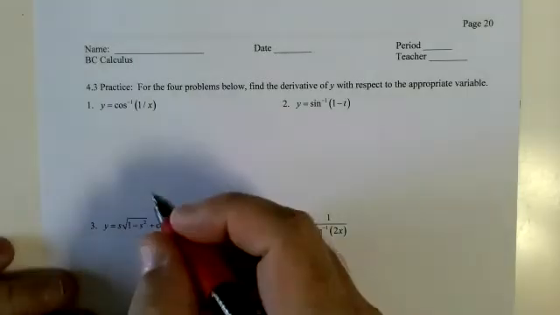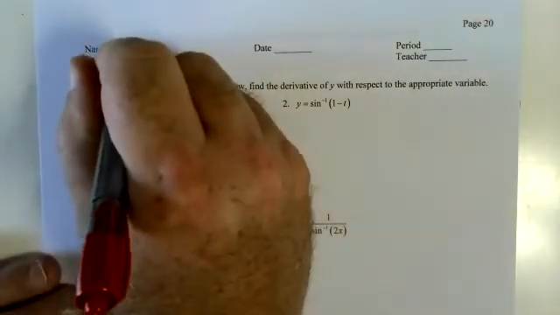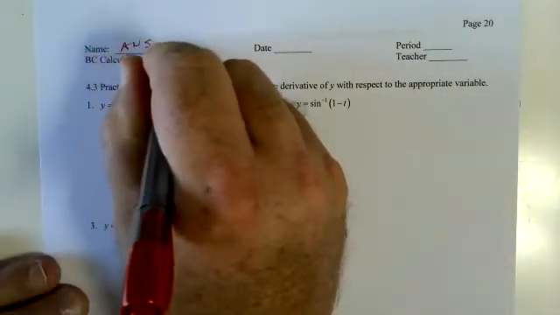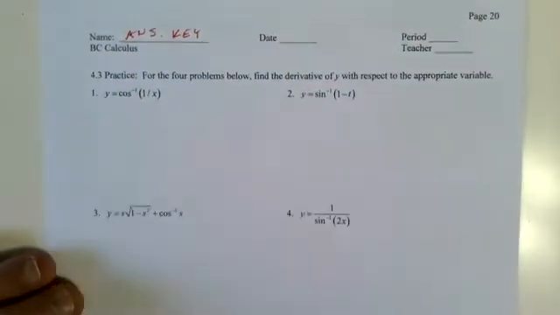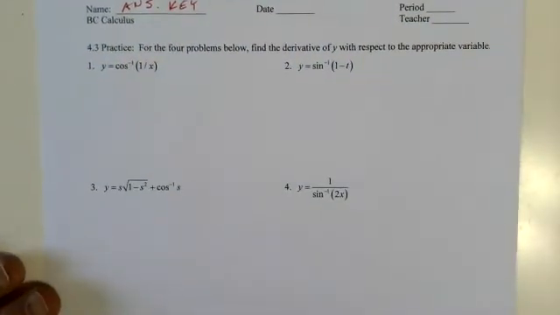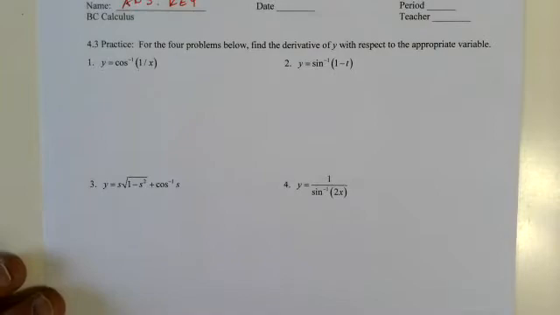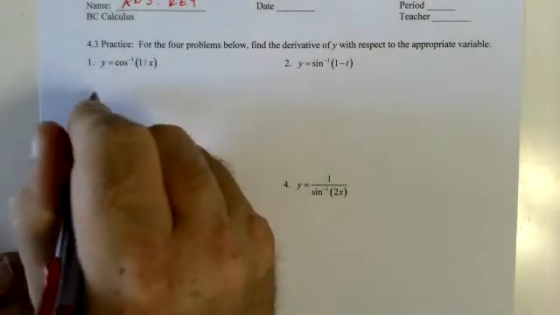4.3, derivatives of inverse trig functions. These are the worked out answers. I promised I wouldn't write them this way, and of course I did. These all mean arc cosine, arc sine, so we're all on the same page.